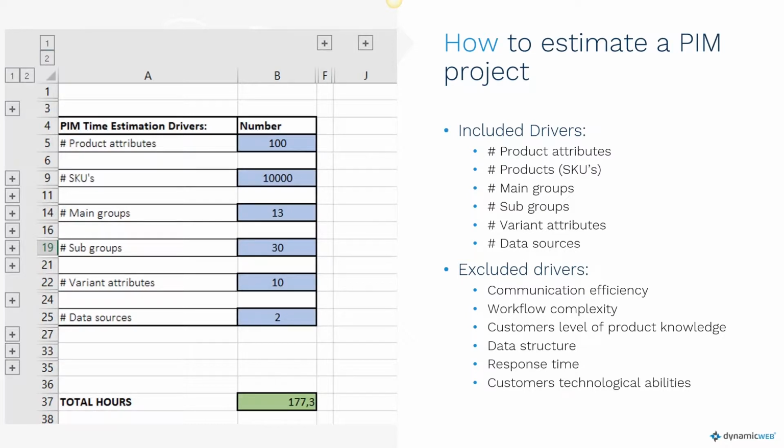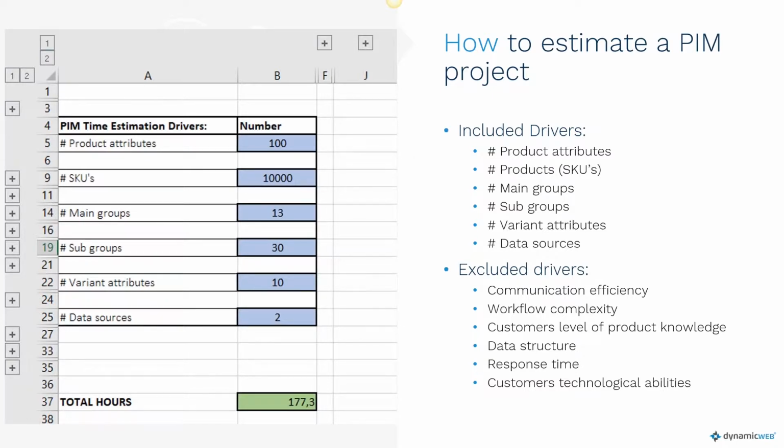Of course, the customer's level of product knowledge is also a very significant driver, and how well structured the data are. You can see there is a big difference between the time that will be spent on a PIM project where the customer has a great data structure versus one where you have bad or duplicate or redundant data that first needs to be cleaned up before we can actually really get started with the PIM implementation.